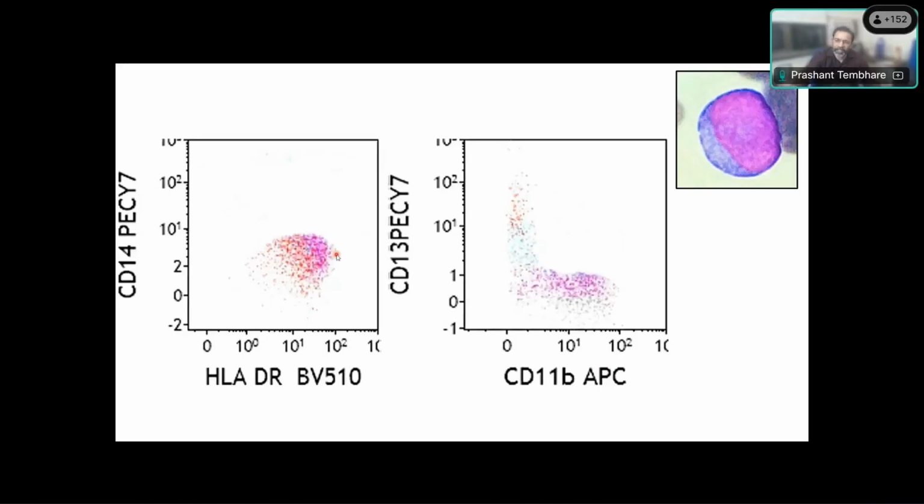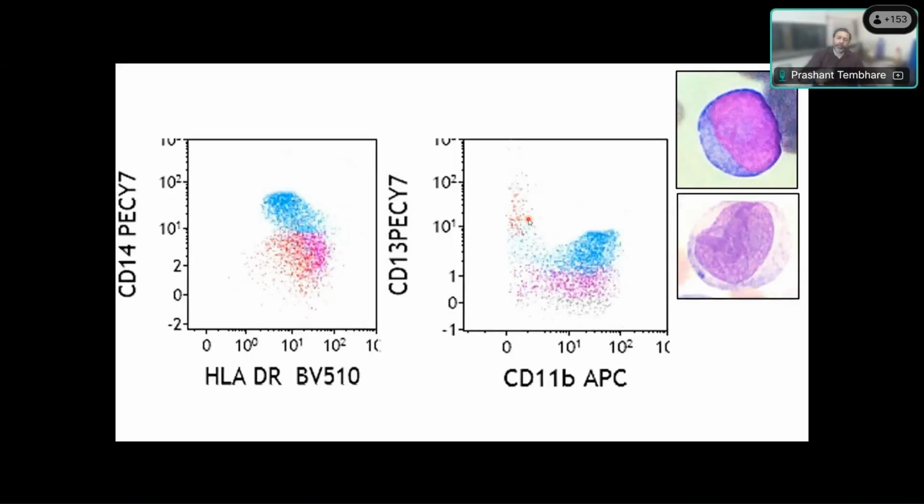The next stage is again more committed monoblast. More committed means HLA-DR is still strongly expressed. Still we do not have 14, we have 11B and the loss of 13. So they are more committed towards the monoblastic monocytic series.